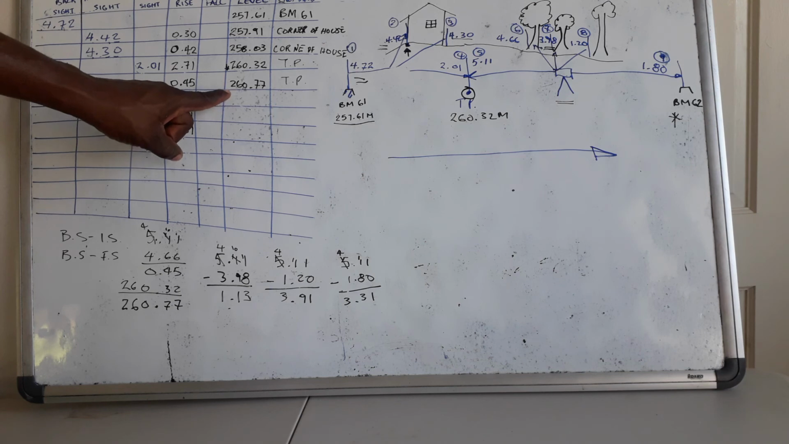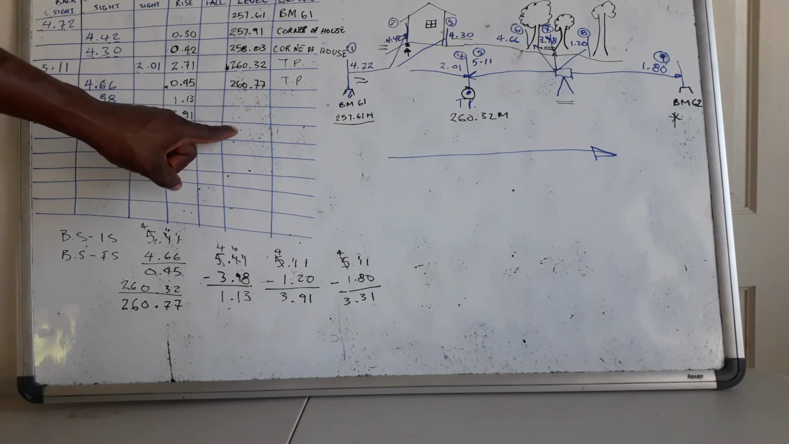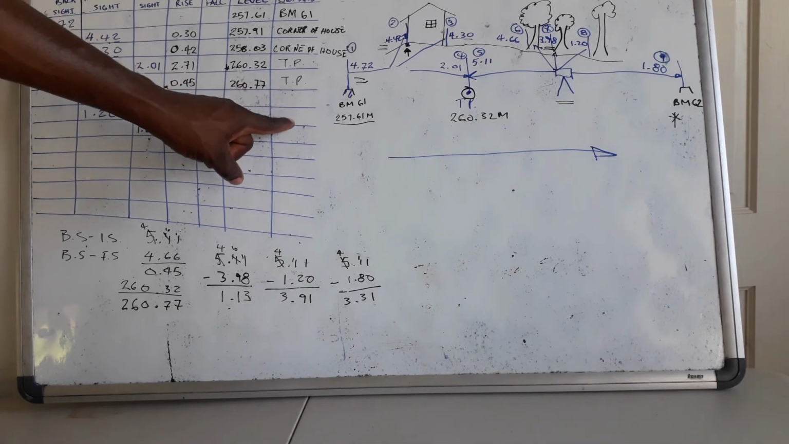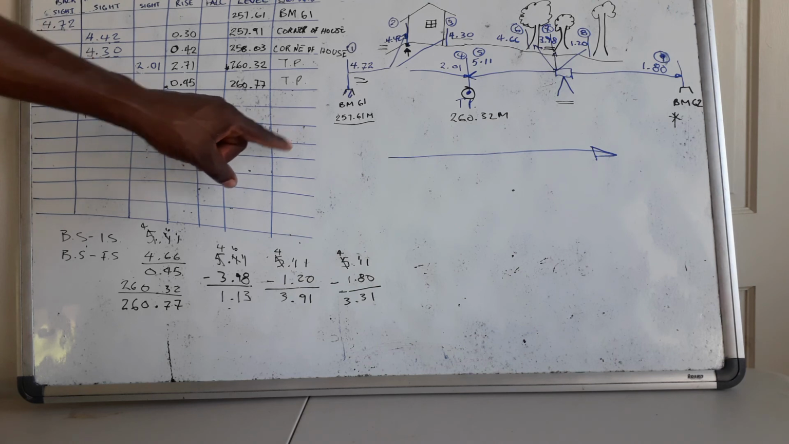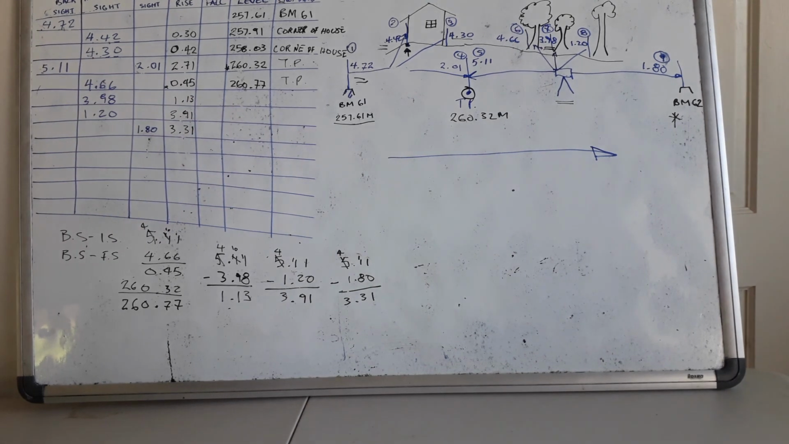complete the rest of our chart here, or our book here, and also label our remarks column. That will cover our reducing of our rise and fall level of booking. In our next clip, we will be looking at how to make our checks to determine whether there were any errors in our calculation for our rise and fall method of booking.